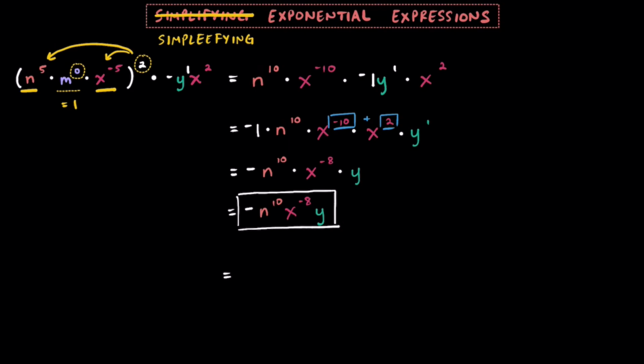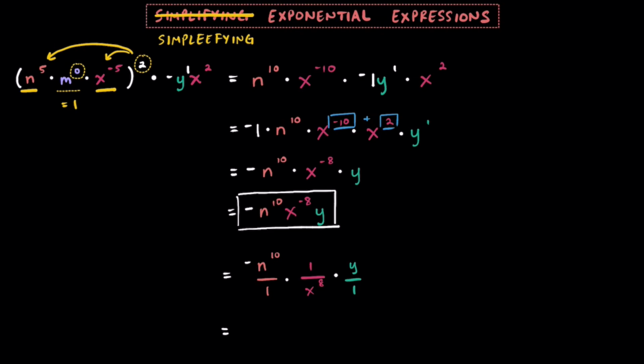And if we did want to write it using positive exponents only, this negative is going to stay in front. We're going to have this n to the +10th, and that's going to be over 1. Keep in mind the negative in front doesn't mean it's a negative exponent, so that's not flipping at all. This x to the -8th power is going to be 1 over x to the +8th power. And for this y, that's really going to be y to the +1st power over 1, just like that.